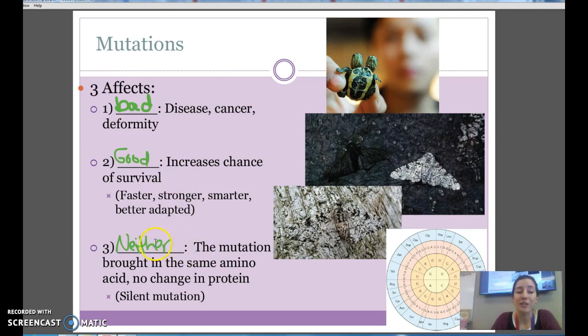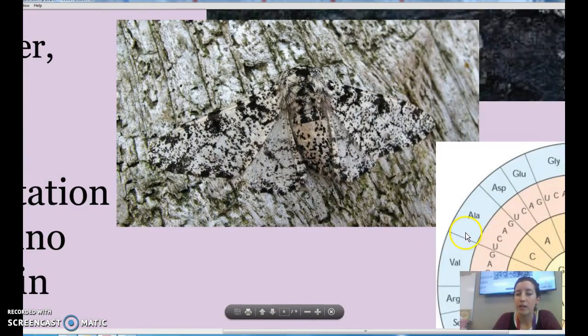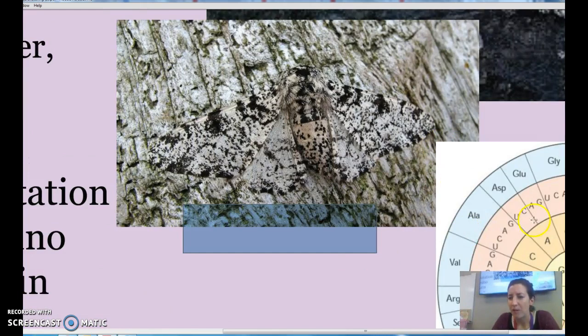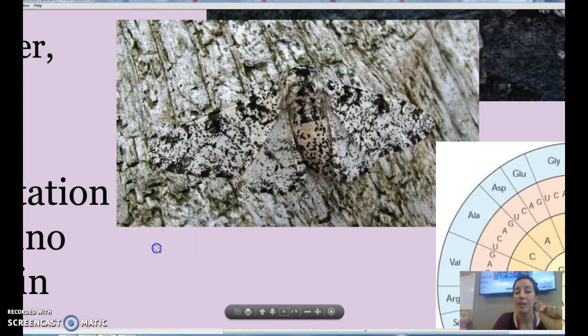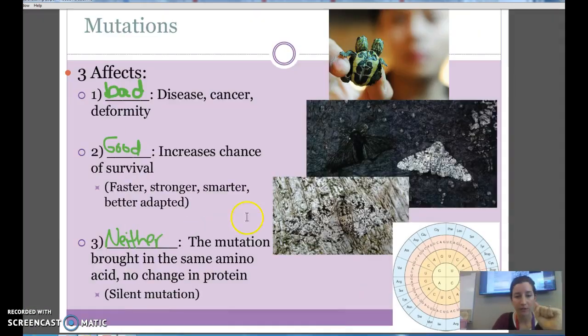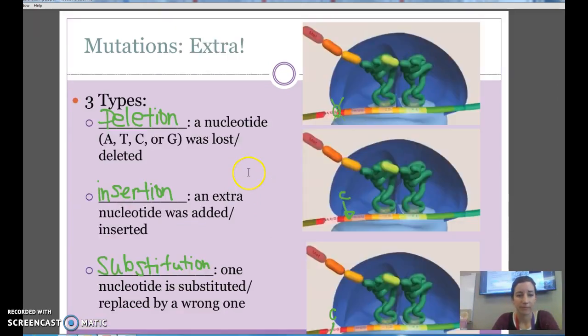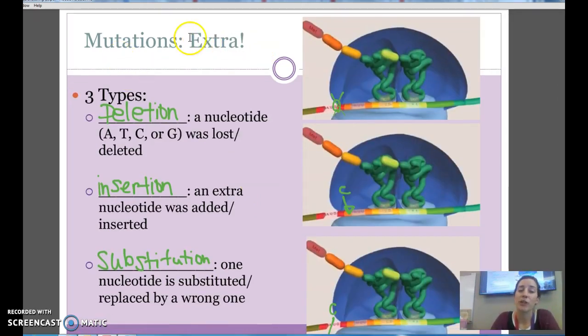A mutation that is neither good or bad, the mutation brought in the same amino acid, so there's no change in the protein. So when we did our protein synthesis, if it mutated from GCG to GCA, it brings in the same amino acid, so there's no change whatsoever. It's still a mutation, but there was no effect. And that is called a silent mutation. Cross out extra if you're in an honors class, because this is not extra. You got to know this. You can do it though.